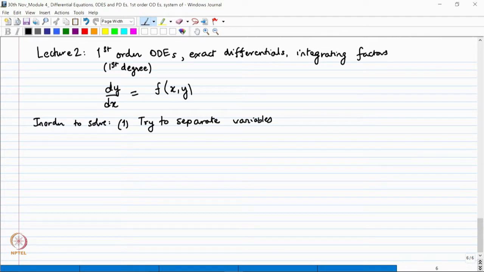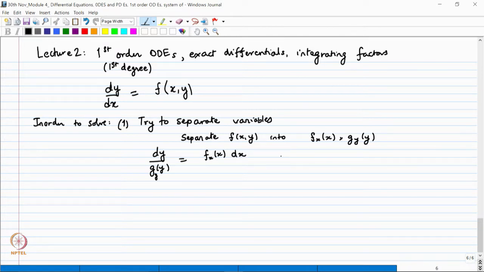So, what I mean by separating variables is you break the right hand side, you break f of x y into terms that contain only x and terms that contain only y. You take the terms that contain only y to the left hand side and take dx to the right hand side, and then you integrate both sides. Okay. So, separate f of x y into f x of x into g y of y. If you have this kind of separation of variables, then you can write dy by g of y is equal to f x of x dx, and then you can integrate both sides. So, this is the first thing that you try to do.